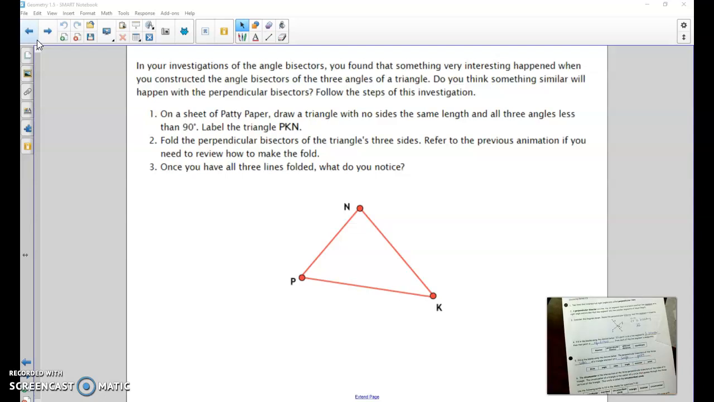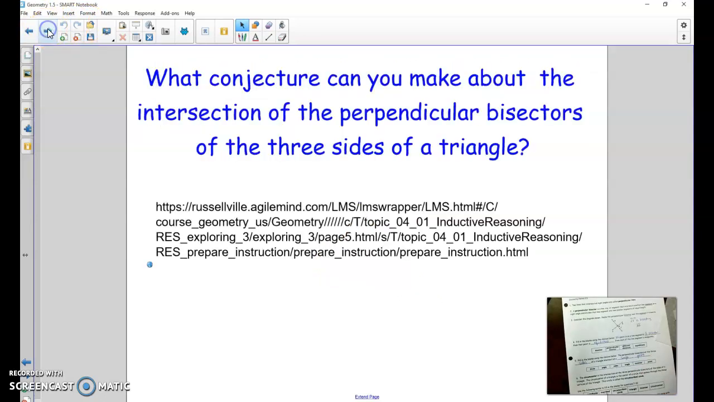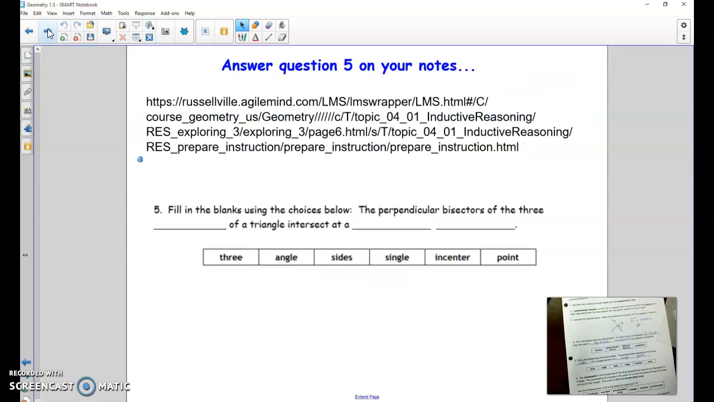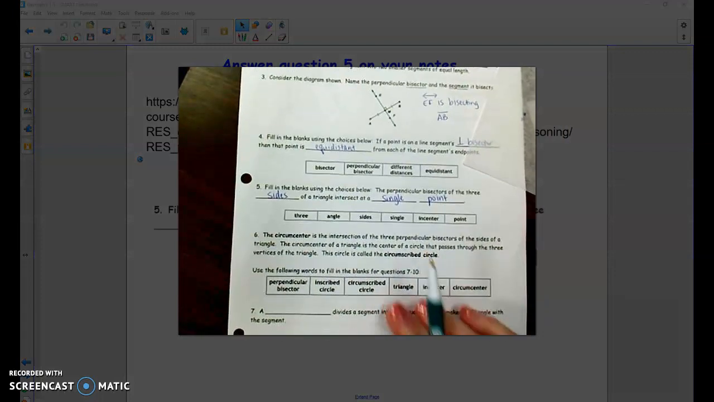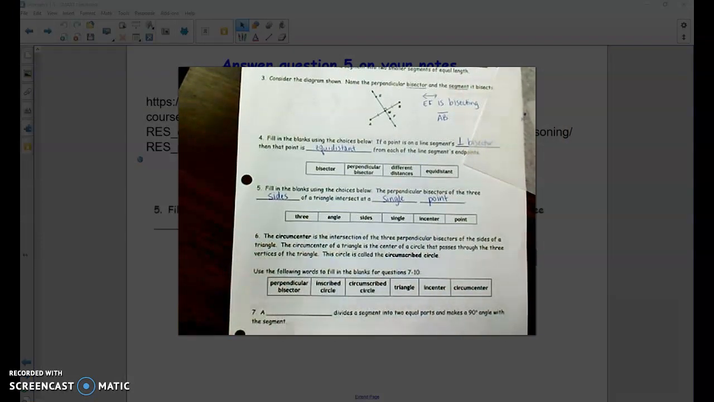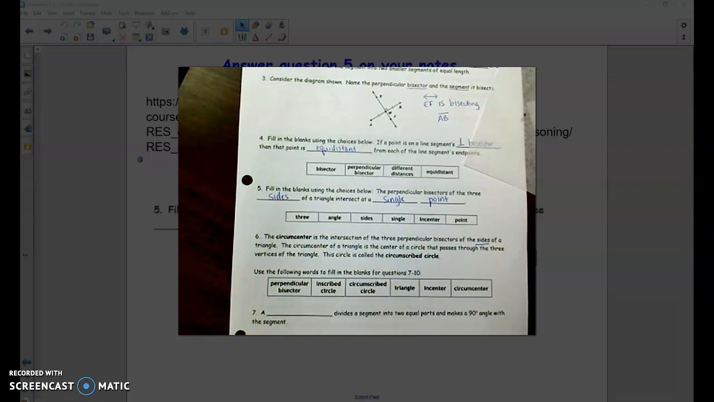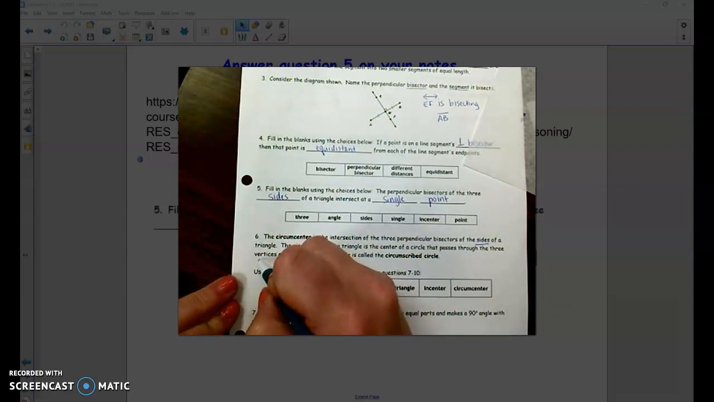Now that single point, just like the angle bisectors had a name for theirs, has a name for the perpendicular bisectors, and that name is the circumcenter. You can see that definition on number 6 here. It tells us that the circumcenter is the intersection of the 3 perpendicular bisectors of the sides of a triangle, and that the circumcenter of a triangle is the center of a circle, just like the incenter was the center of a circle. This circle passes through the 3 vertices.